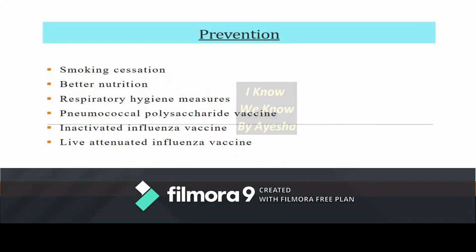Coming to prevention of pneumonia, how we can prevent pneumonia. It is very important to give health education to the patient or any of the patient's family members, such as cessation of smoking if the patient is a smoker, better nutrition to be encouraged, and respiratory hygiene measures, which is very important because it helps in preventing bacterial, fungal, and viral infections. Pneumococcal polysaccharide vaccine, inactivated influenza vaccine or live attenuated influenza vaccine can be given to the patient or children in order to prevent any type of pneumonia in the future also.